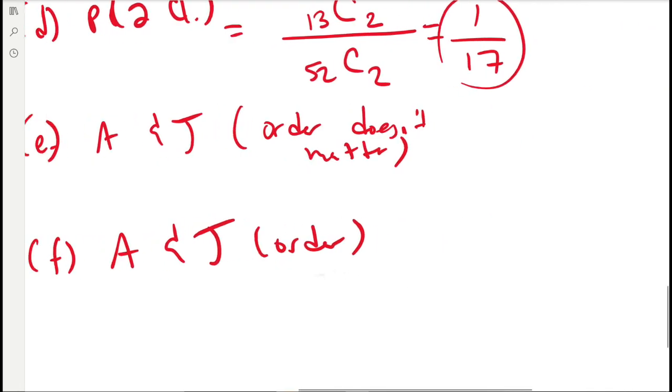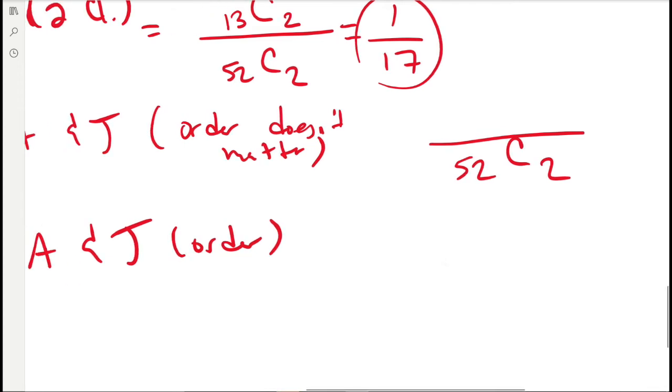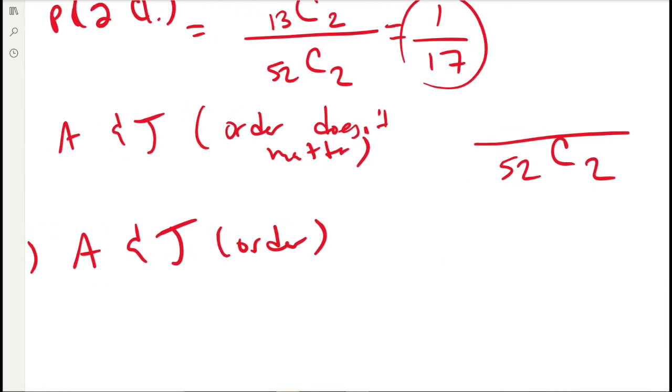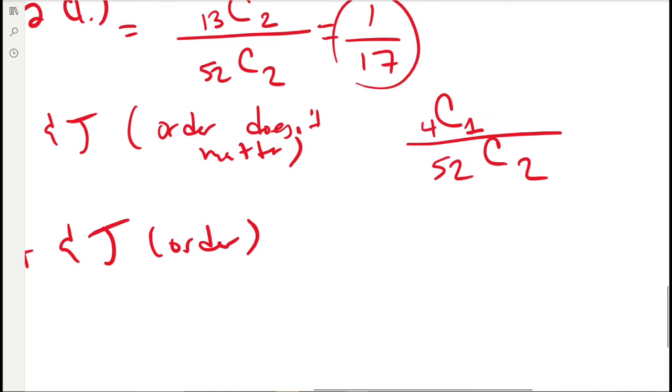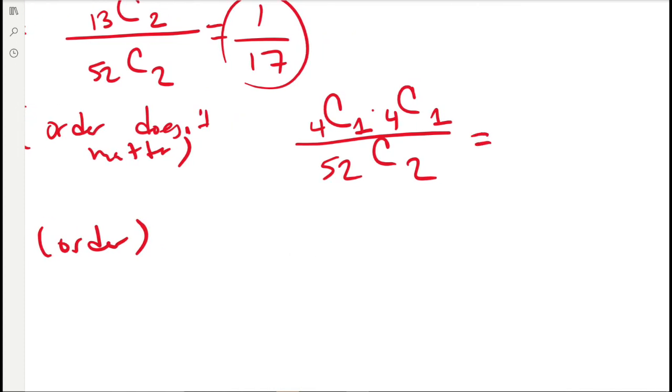Okay. So if we want ace and jack and order doesn't matter, well then, it doesn't matter the order of the cards. So therefore it's a combination, 52 choose 2. On the numerator, you're looking for the aces. So you're going to choose one ace out of four aces, and you're going to choose one jack out of four jacks. So you multiply those together and you get your probability. You get 8 out of 663.